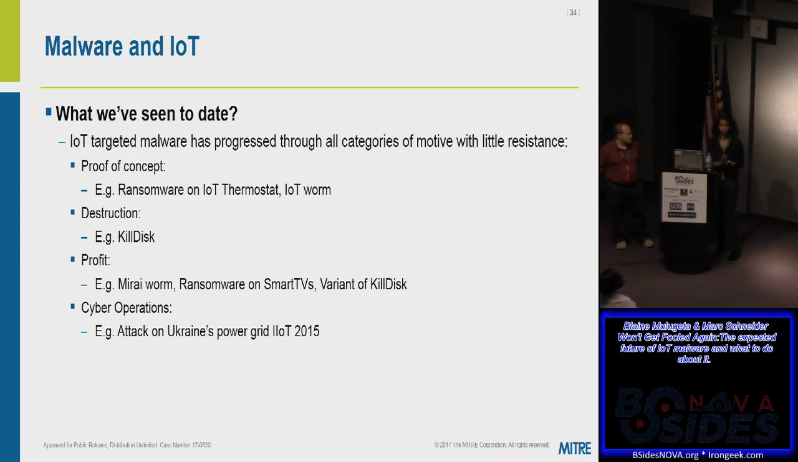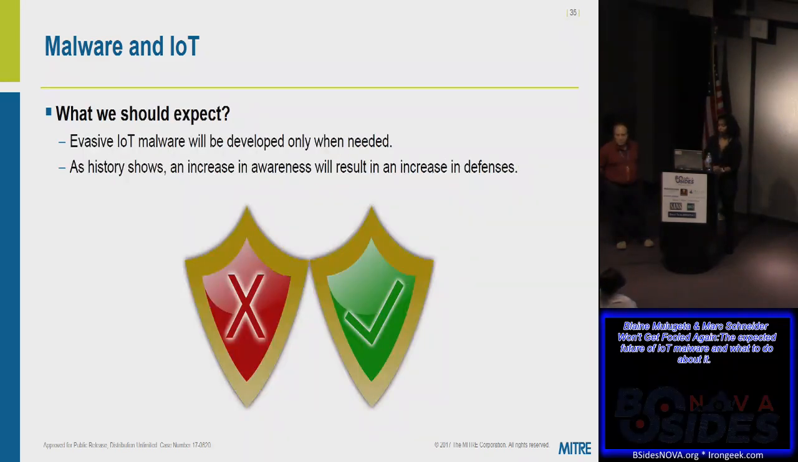So what we've seen to date is that IoT-targeted malware has surprisingly progressed through all categories of motive very quickly, and there's little resistance. I think it's safe to say that this is because the authors of IoT malware had it easy because history did all the hard part for them. They're not coming up with very new techniques. These are things we've seen in the past. It's just there's a lack of security with these devices.